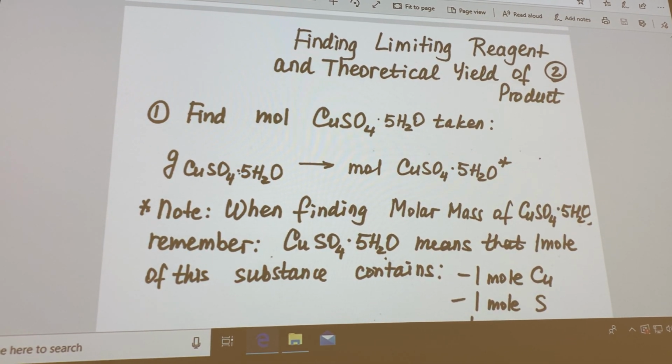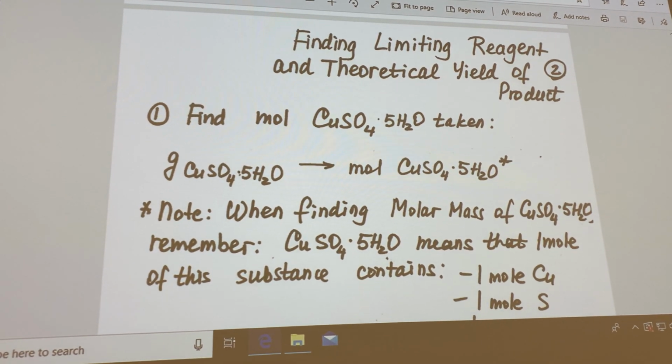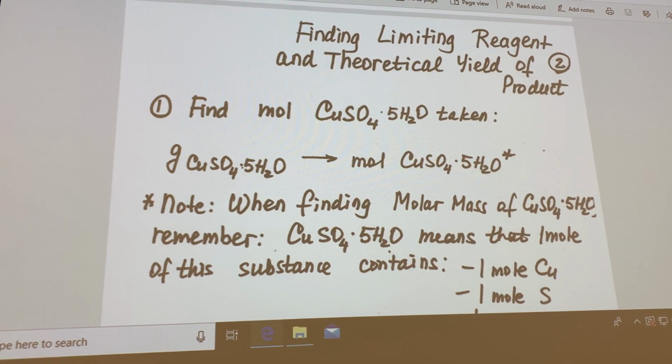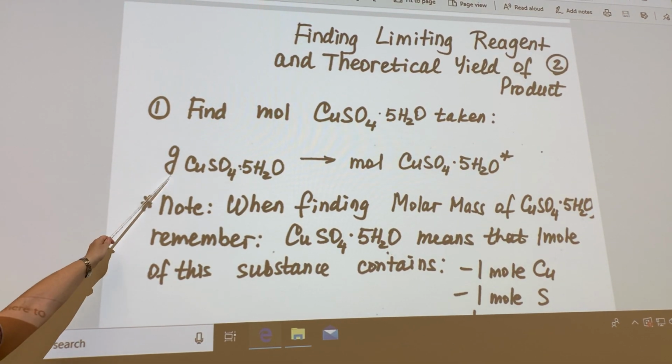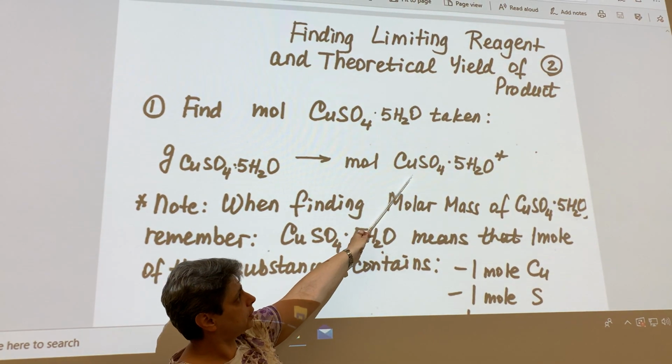You can weigh anywhere close to the recommended amount. It doesn't have to be exactly the amount recommended. Anywhere close, a little bit more or a little bit less is fine. Knowing grams of copper sulfate, you will need to convert it to moles of copper sulfate.